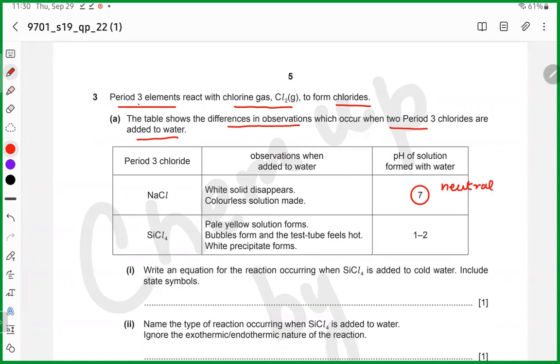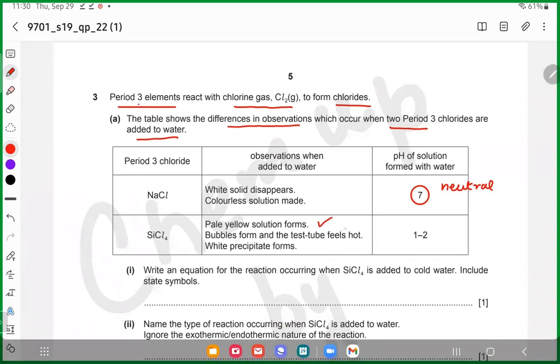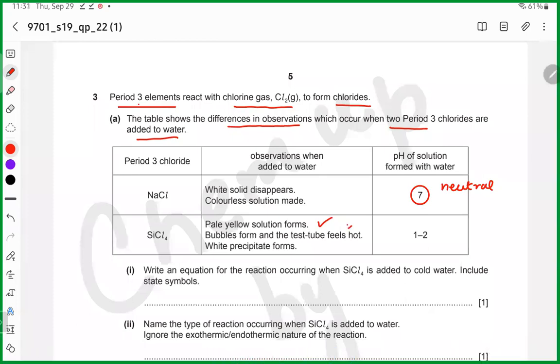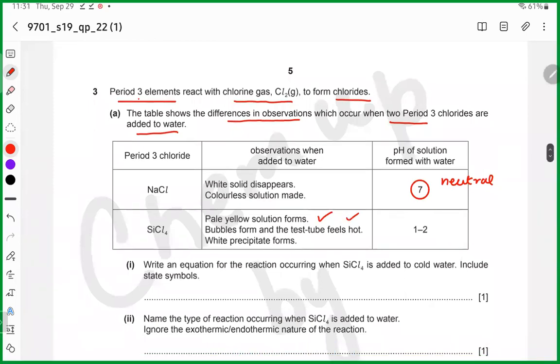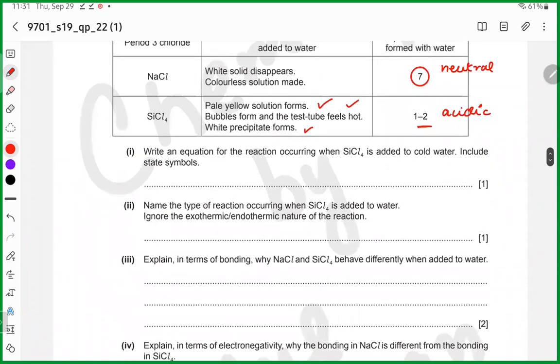When silicon tetrachloride, SiCl4, is added to water, we will observe a pale yellow solution, bubbles form, and the test tube feels hot, which means the reaction is exothermic, and a white precipitate forms. They have also given the pH of SiCl4 when dissolved in water, which indicates that it is acidic. Is this clear? Yes. Okay, now write an equation.